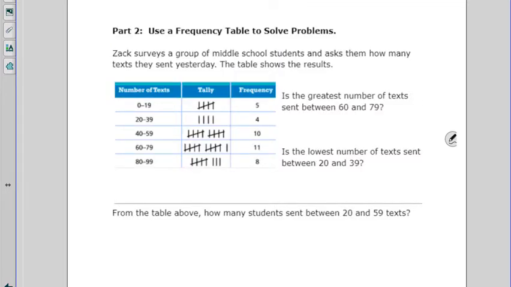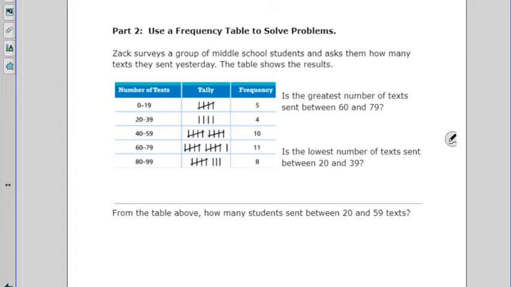All right, for part 2, we're going to look at some frequency tables and use them to answer some questions. So Zach surveyed a group of middle school kids, asked them how many texts they sent yesterday, and we have this table here, right? So the number of texts is in the left column, and then the tally of how many students is in the middle, and we just gave a frequency for the tally marks on the right.